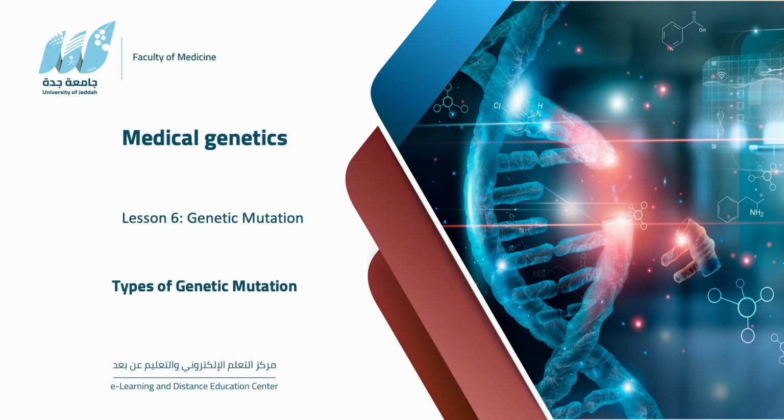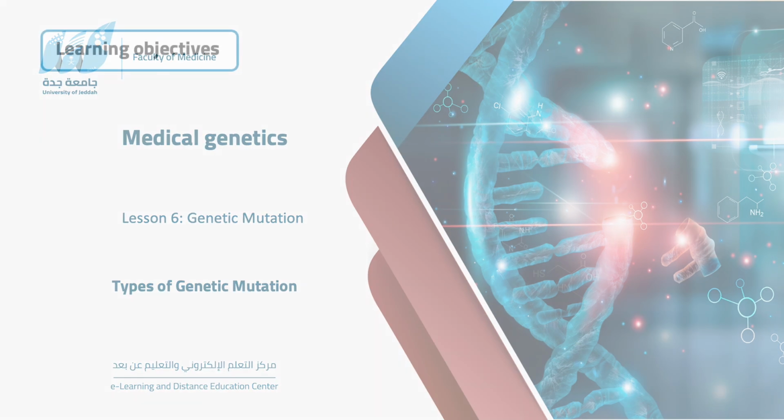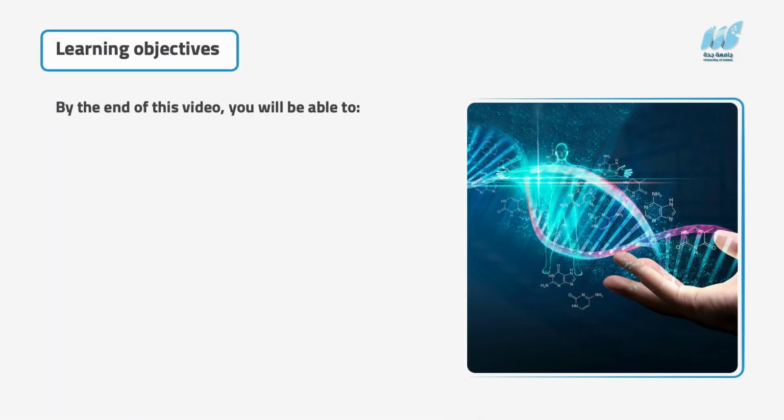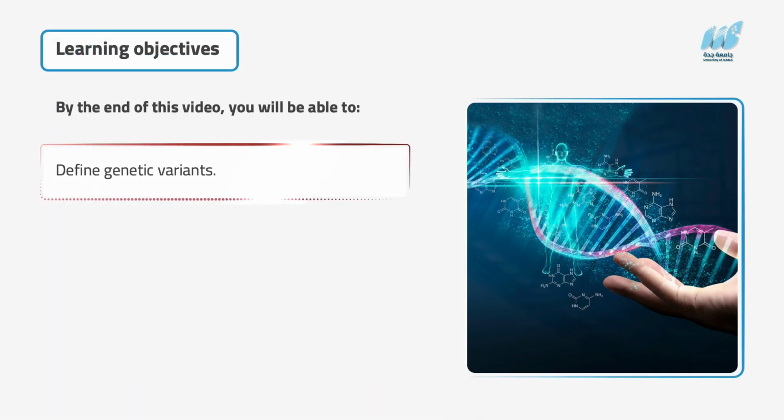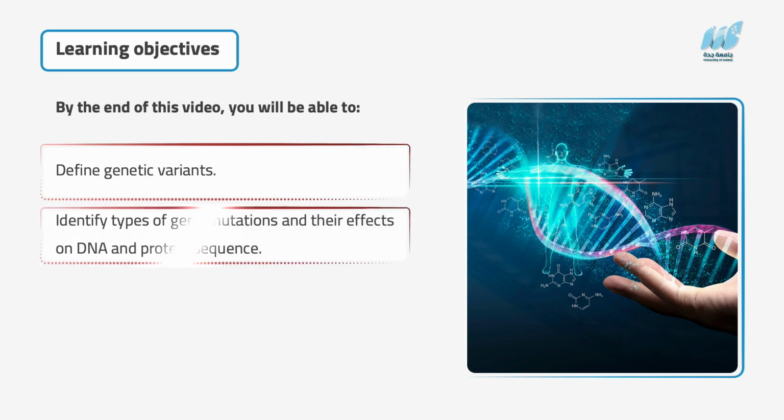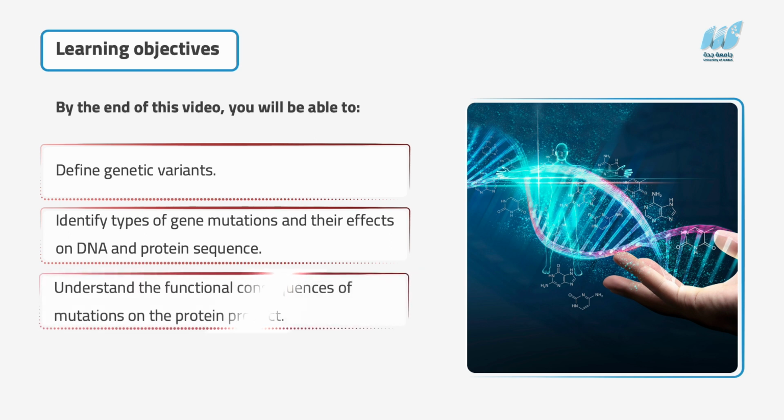Today's lesson is titled Genetic Mutation. By the end of this video, you are expected to define genetic variants, identify types of gene mutation and their effect on DNA and protein sequence, and understand the functional consequences of mutation on the protein product.